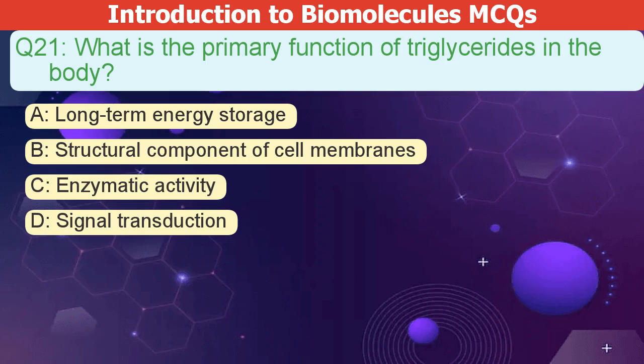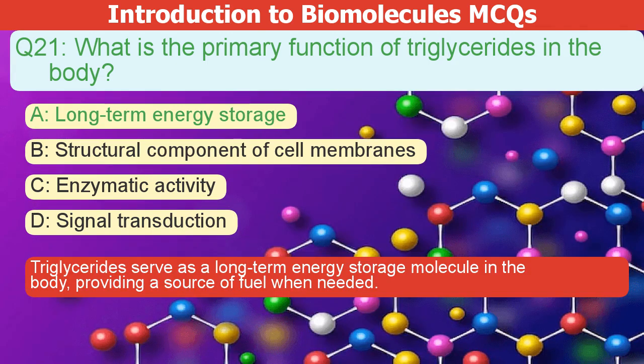What is the primary function of triglycerides in the body? A. Long-term energy storage. B. Structural component of cell membranes. C. Enzymatic activity. D. Signal transduction. The correct answer is A. Triglycerides serve as a long-term energy storage molecule in the body, providing a source of fuel when needed.